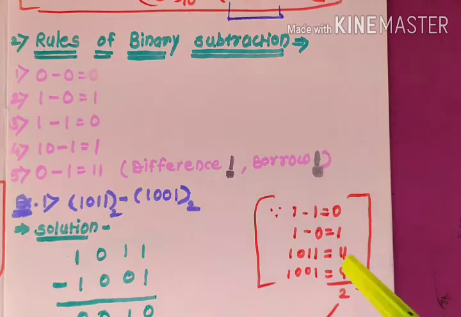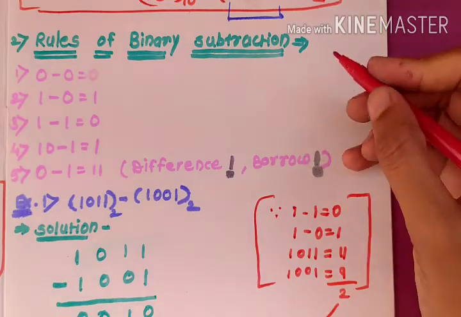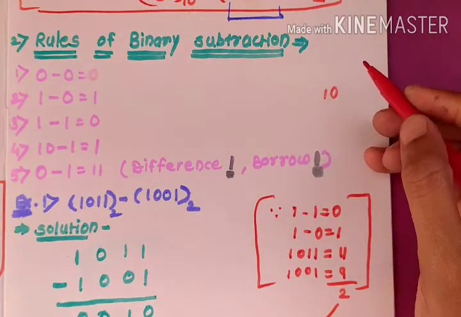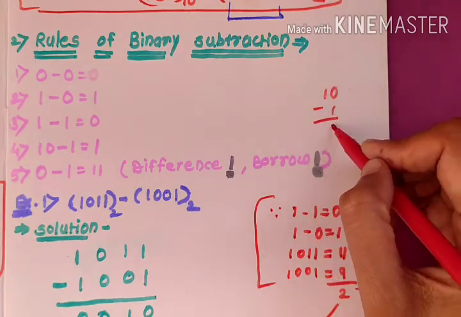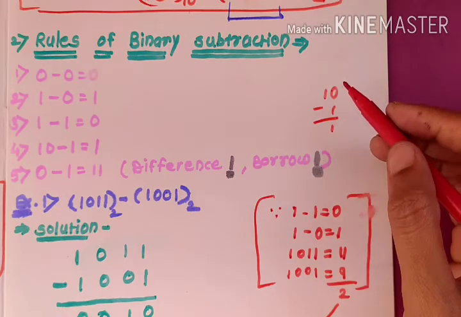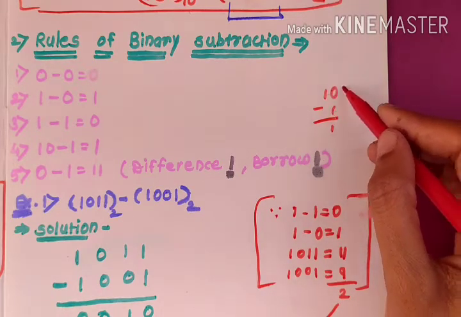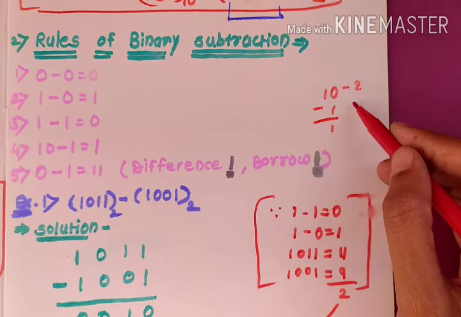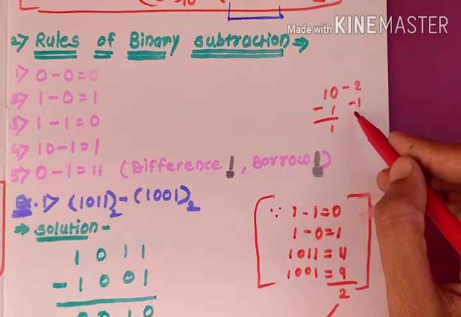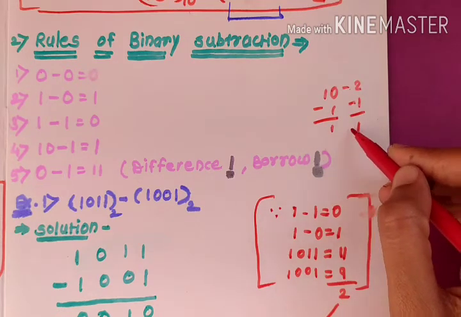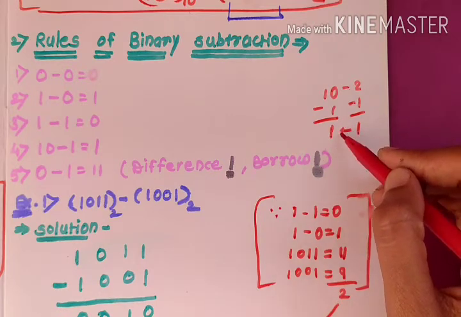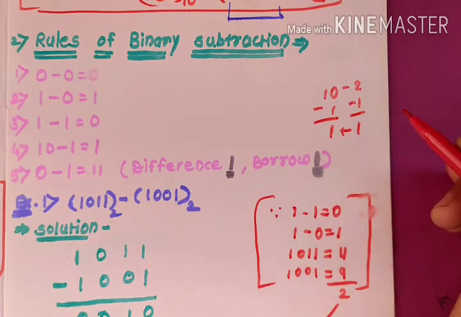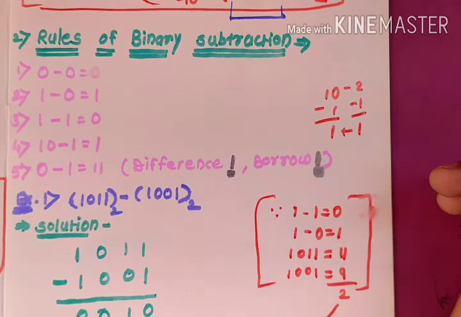This borrow is a negative value, and this is the answer, difference 1. Okay, now students, this 10 minus 1 is equal to 1. How is it 1? As we know, this is binary 2, this is binary 1, we can write here decimal 1. 2 minus 1 is equal to 1, and 1 is represented in this way. Okay, now let us see some examples.